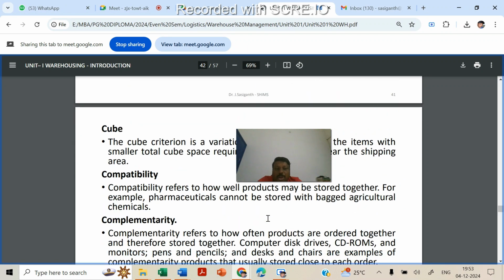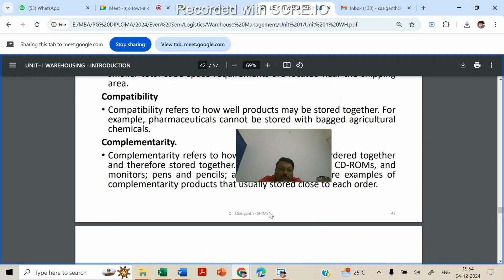Then you will be going for your cube. The cube criterion is a variation of unit size, in that the items with smaller total cube space requirements are located near the shipping area. Compatibility refers to how well the products may be stored together. For example, pharmaceuticals cannot be stored with bagged agriculture chemicals. Then complementarity refers to how often your products are ordered. Based on that, you need to arrange your warehouse.